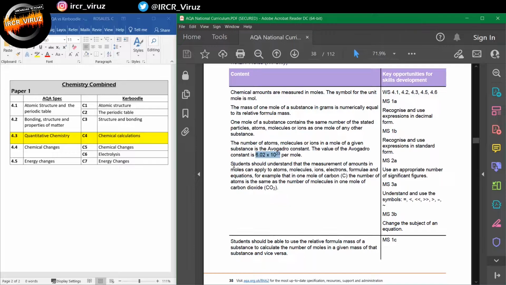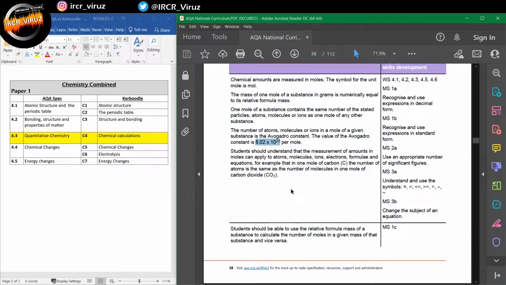When we look at this, students should understand that the measurement of amounts in moles can apply to atoms, molecules, ions, electrons, formulae, and equations. For example, the number of atoms in 1 mole of carbon is the same as the number of molecules in 1 mole of carbon dioxide. So you're going to have to be very clever about how you link one and the other, okay?